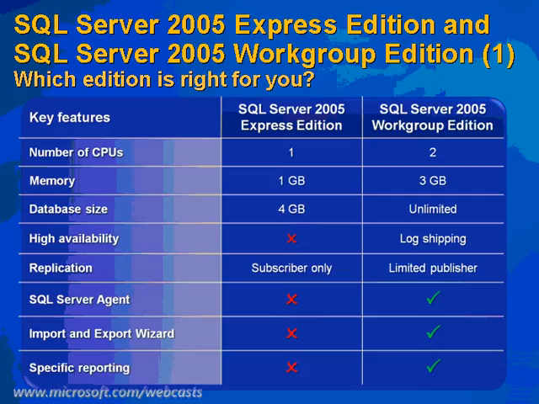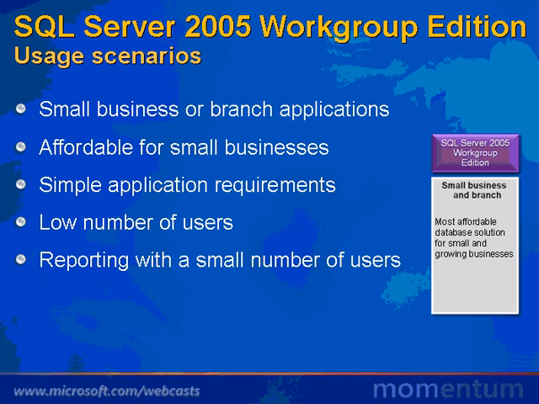Import and Export Wizard is a utility that allows you to bring data from outside resources. For example, let's say you have an Excel spreadsheet that contains information, and now you want to bring that into SQL Server. There's a wonderful utility called Import-Export Wizard that allows you to do that. That's only available on the Workgroup Edition and up, but not on the Express Edition. If you want to do specific reporting, Workgroup Edition has a rich ability to do reporting, but that's not available in the Express Edition.